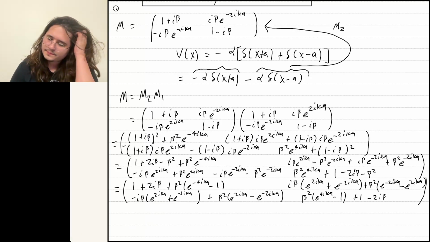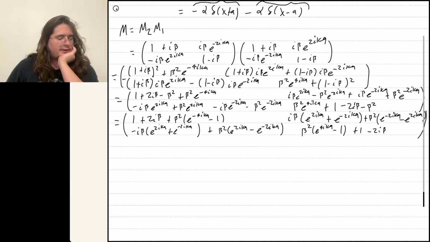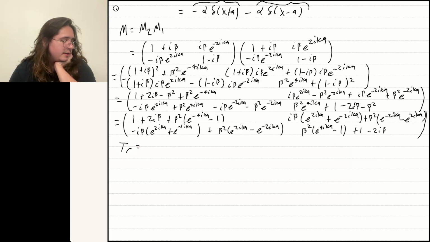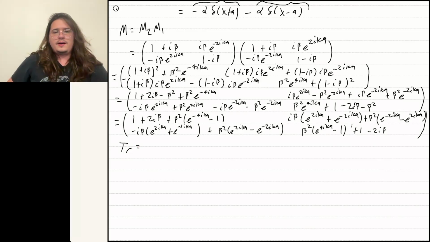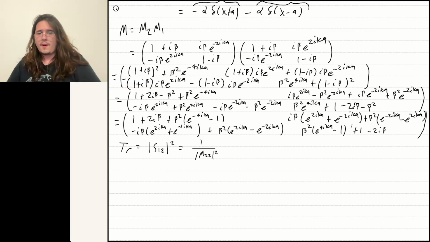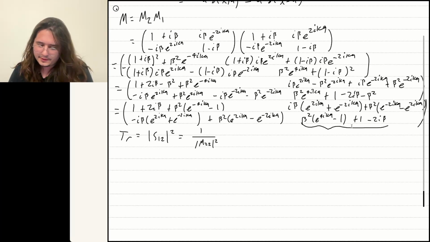Gross. I don't really see any more reason to simplify it. You can if you want, obviously, but you really care about the transmission coefficient for the potential. And the transmission coefficient here is going to just be equal to the TR. TR, remember from the last problem, is S12 squared, but we already found that that's equal to 1 over the mod squared of M22 from a part before this. So all we really need or care about is this element down here.